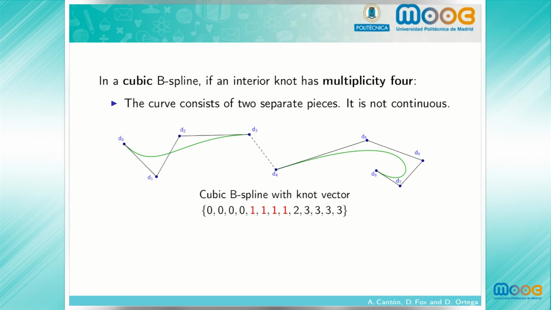In a cubic B-spline, if an interior knot has multiplicity 4, the curve consists of 2 separate pieces, and it is not continuous. Here 1 has multiplicity 4, and the curve has separated into 2 different pieces.